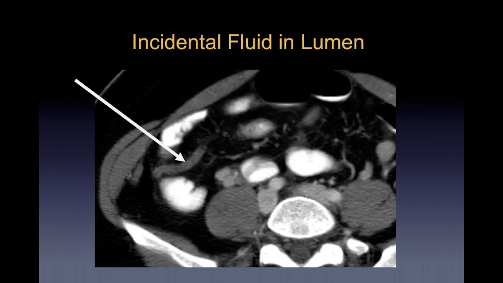Here is an example of a normal appendix. This person did not turn out to have acute appendicitis, and there was just a little bit of fluid in the lumen, probably about 1 millimeter worth. So again, that 2.6 number is where we really start worrying about this sign, when there is a little bit more fluid in the lumen than we see in this case.